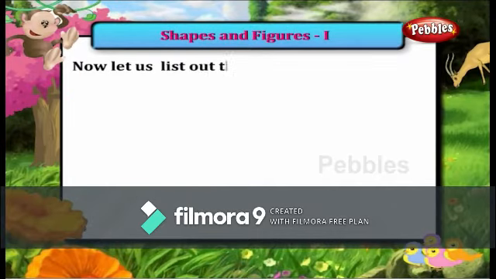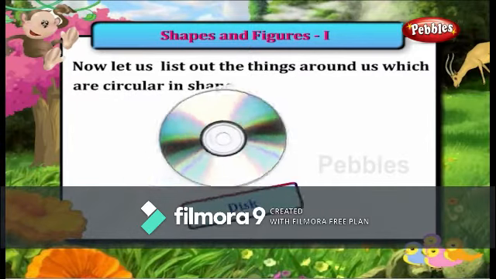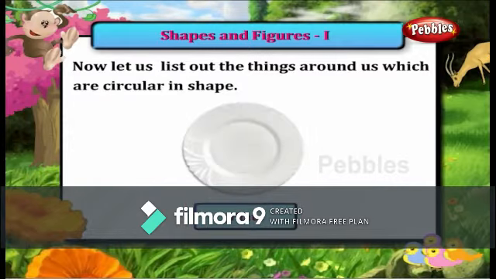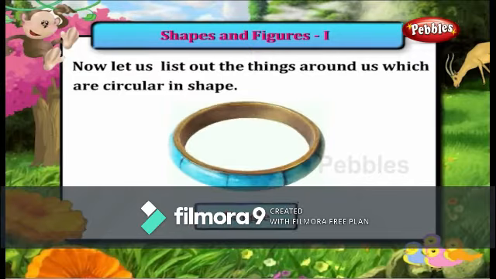Now let us list out the things around us which are circular in shape. Disc, plate, clock, bangle.